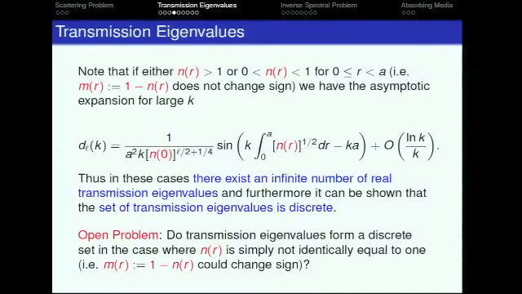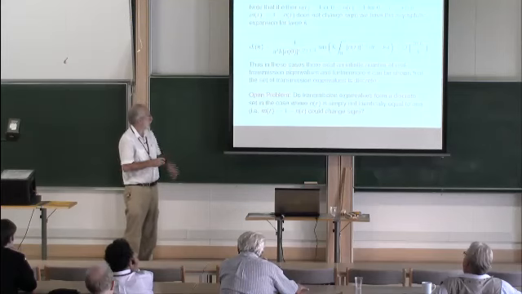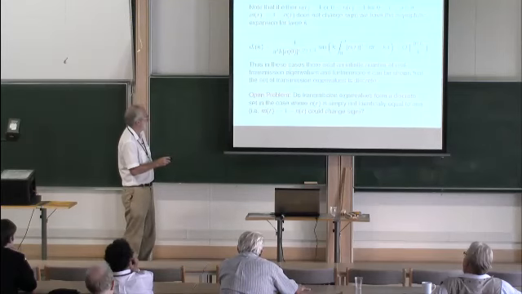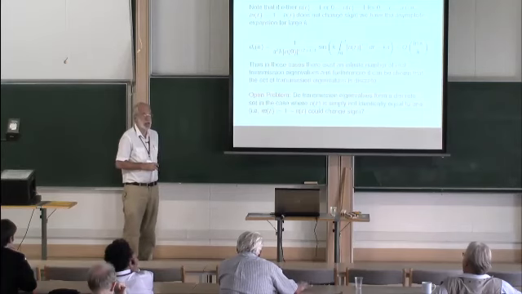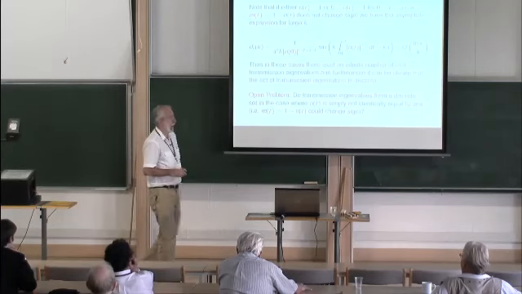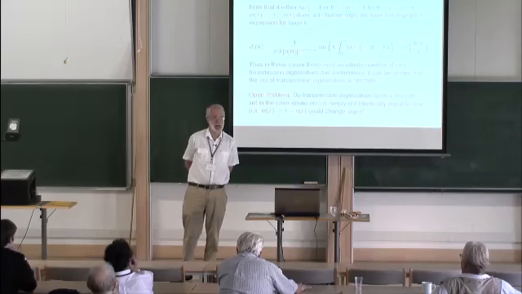And so you can easily see there exists a discrete number. Now, of course, you have to make sure that this argument here isn't identically 0. So if n changes sign such that this integral happens to be equal to 0, well then this whole argument breaks down. So the question is, do transmission eigenvalues form a discrete set in the case when n of r is simply not identically equal to 1? So in other words, this can change sign. That's just an open question, which I would think could probably be very easily answered.